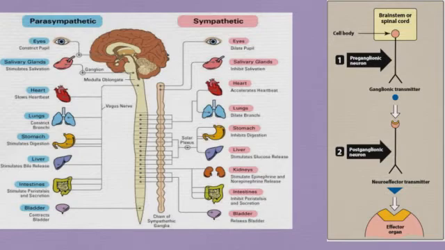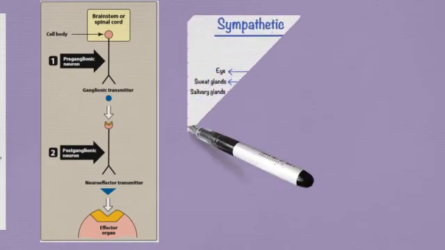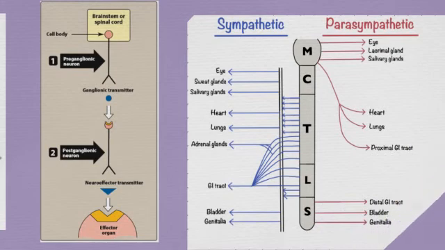So these efferent neurons of the autonomic nervous system that we discussed are divided further into the sympathetic and parasympathetic nervous system as well as the enteric nervous system. Anatomically, the sympathetic and parasympathetic neurons originate in the central nervous system and they emerge from two different spinal cord regions, as you can see in this figure.